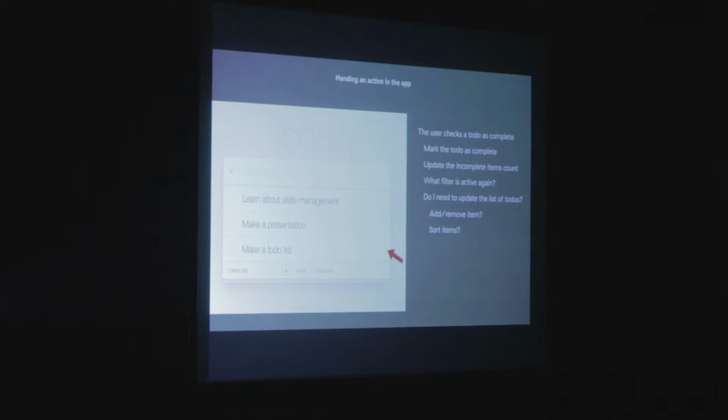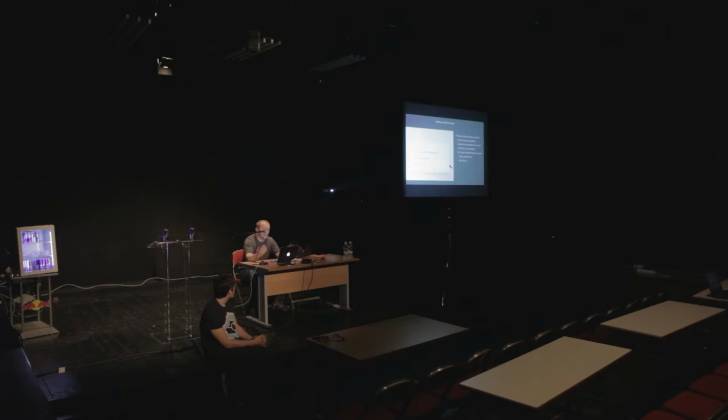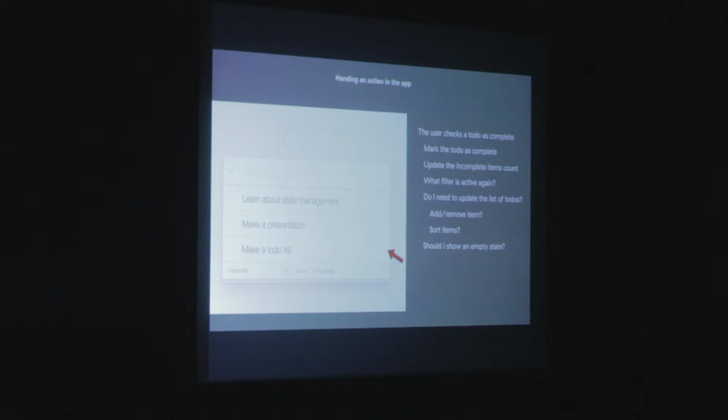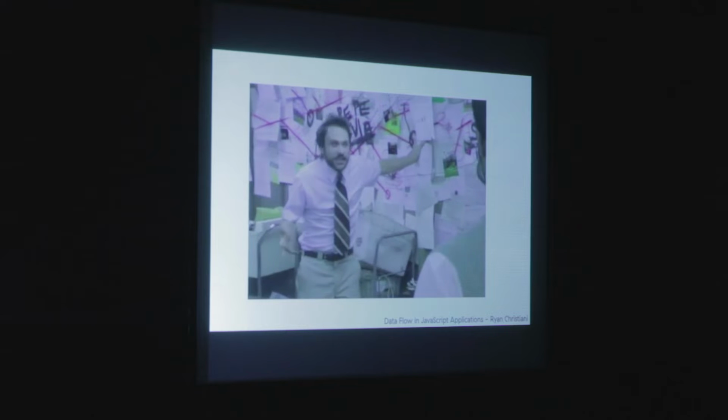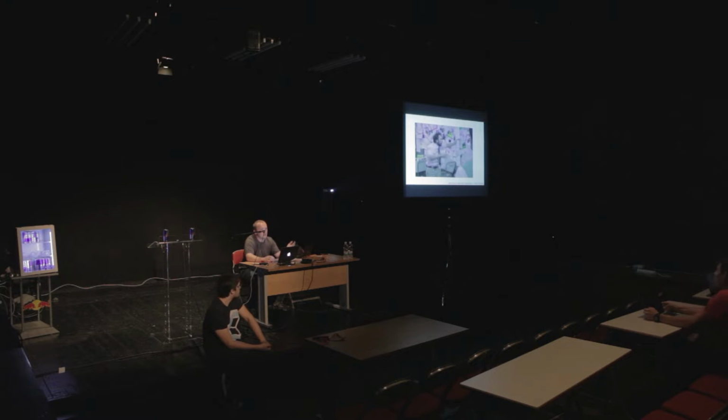Maybe we are sorting them. So maybe first we have the incomplete tasks, then complete, and at that point we need to move the task to the bottom. Maybe we don't have any more tasks, so we may need to display an empty state, so some empty box or something, or emoji. And maybe we need to persist that to the server, so maybe we need to say to the server, okay, this user marked the task as complete. Or maybe if we are not using the server, maybe we need to save that data to the local storage. And that's a lot of stuff. So this is part of the TV show that Ryan mentioned yesterday in his talk, and I borrowed it. So there's a lot of stuff happening in most apps. This is a pretty basic example with to-dos, but it gets much larger and much more complicated.